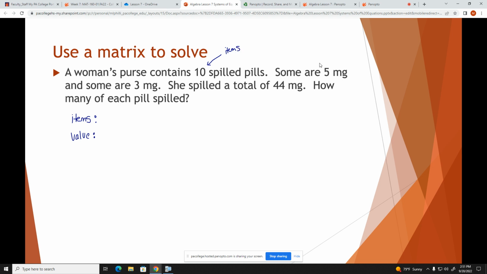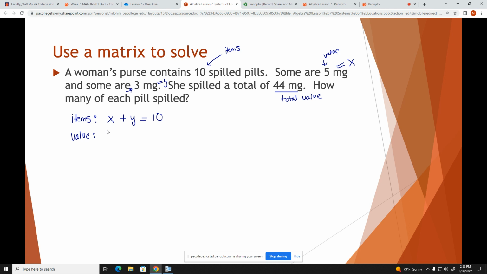And as far as the value, some have a value of 5 milligrams, so that's a value. Some have a value of 3 milligrams, and this 44 is going to be a total value for all of them together. So it looks like my two items are these different kinds or different strengths of the pills. So the 5 milligram pill, I'm going to let that be my X, and the 3 milligram pill, I'm going to let that be my Y. So the sum of the first kind of pills, X, plus the second kind of pills, Y, is going to be 10 pills in total.